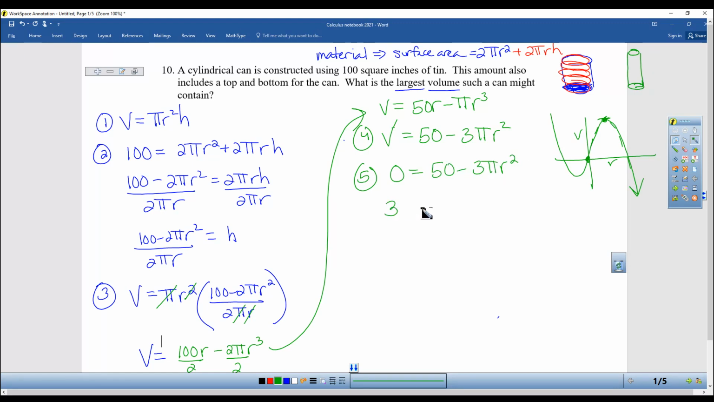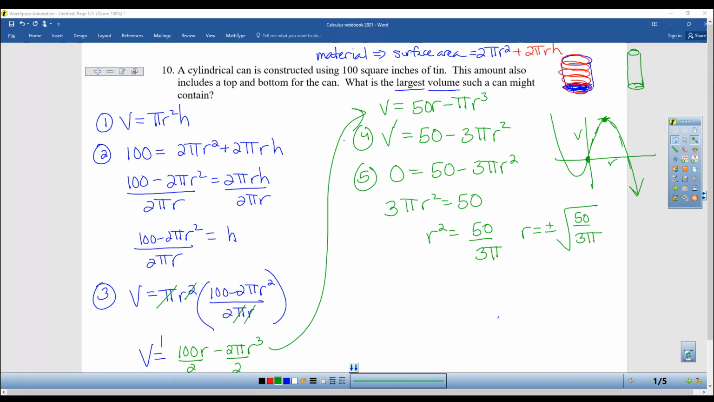And I solve. 3 pi r squared is equal to 50. R squared is equal to 50 over 3 pi. Now, if you were in the classroom, I would totally make you do this on your calculator to see if you could do it correctly. You're not here, so I can't really force you to do it. I know you're just going to wait for me.